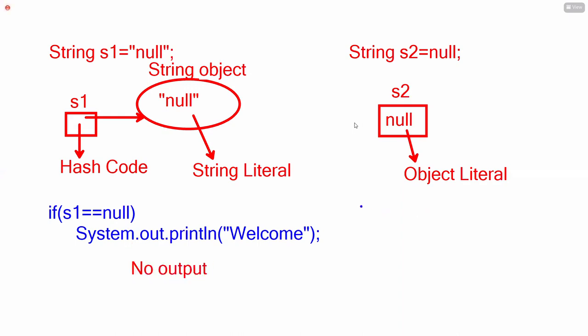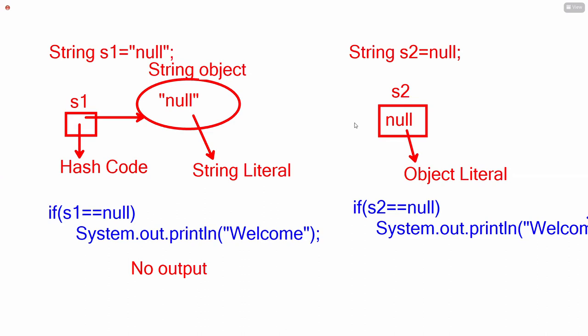Here, that one I'll write here. If S2 double equal to null, System.out.println welcome. What is the output? Welcome. That is only just the reverse I have written. That's it. Write this one. Output welcome.